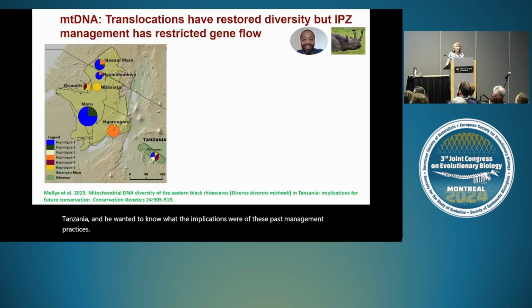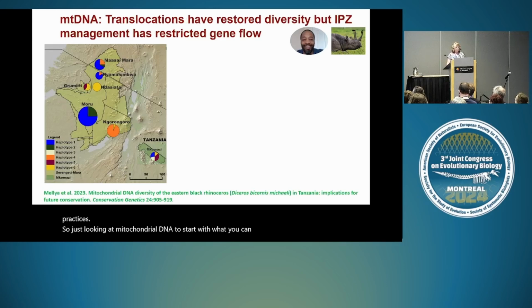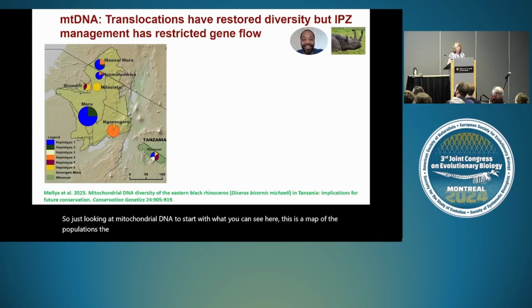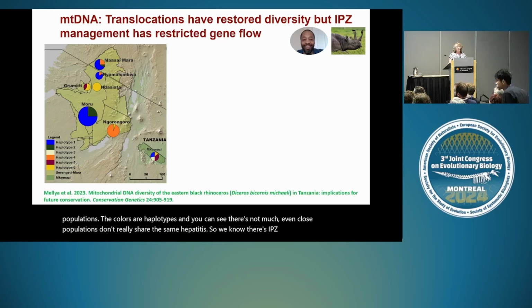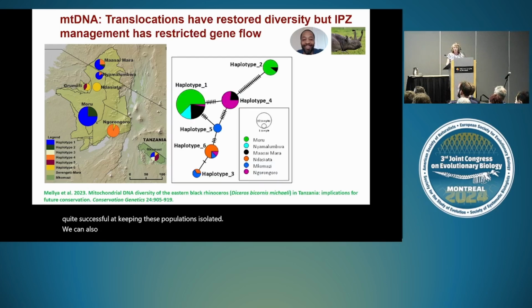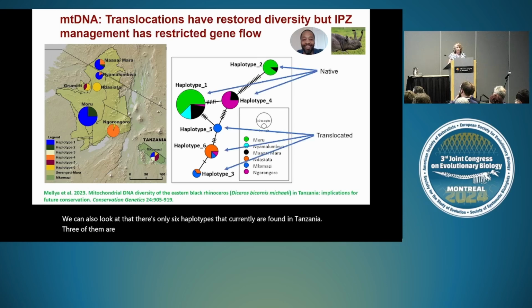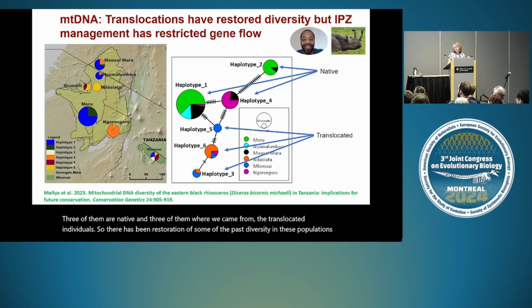So just looking at mitochondrial DNA to start with, this is a map of the populations. The colors are haplotypes. And you can see even close populations don't really share the same haplotypes. So we know this IPZ strategy has been quite successful at keeping these populations isolated. We can also look at there's only 6 haplotypes that currently are found in Tanzania. 3 of them are native, and 3 of them came from the translocated individuals. So there has been restoration of some of the past diversity in these populations, but because they're not mixing, we're not really taking advantage of the translocations if the animals are kept in these small, isolated populations.